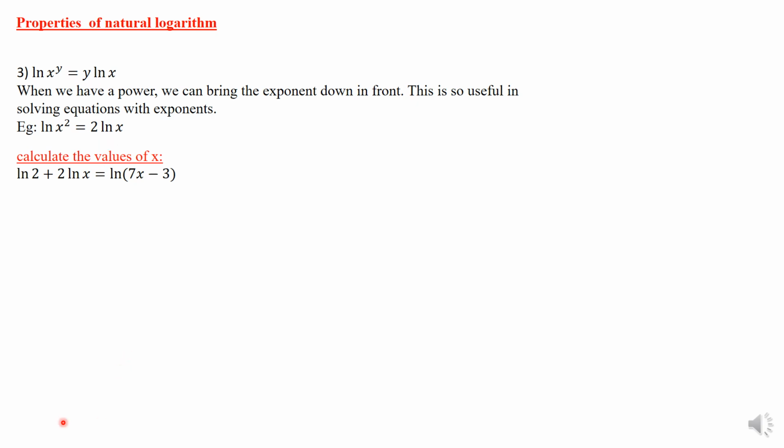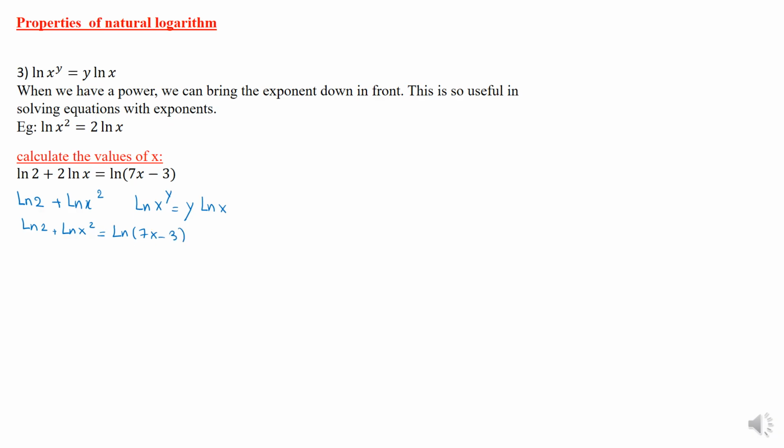Now let's solve the following equation. Let's find x using the properties we have learned. ln 2 plus 2 ln x equals ln of 7x minus 3. Our goal here is to make both sides ln equals ln. Then we remove ln. ln 2 plus 2 ln x, we will write it as ln x power 2 because of the property ln x power y is y ln x. So here 2 ln x can be written as ln x power 2. So ln 2 plus ln x power 2 is equal to ln 7x minus 3.